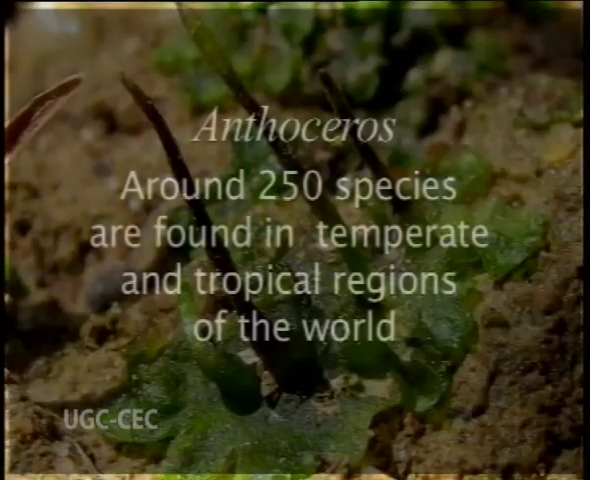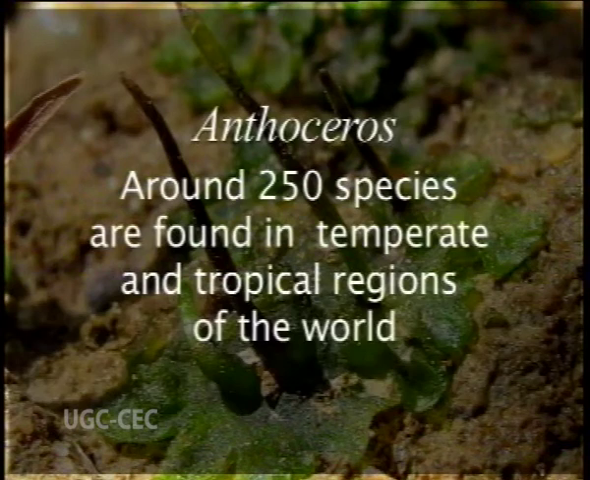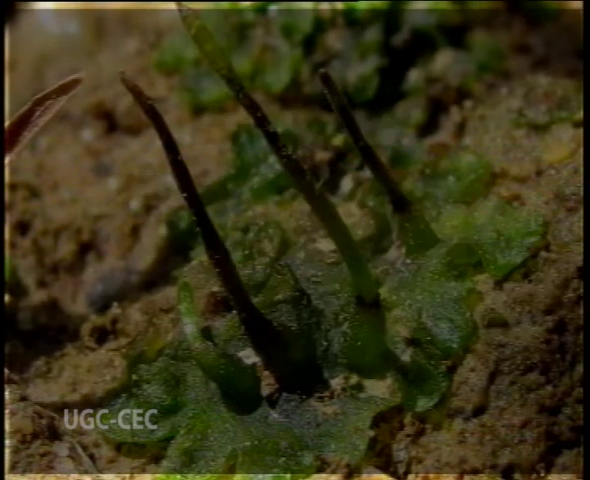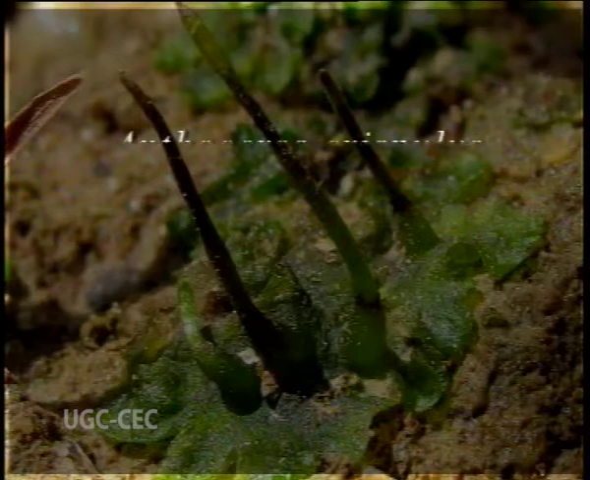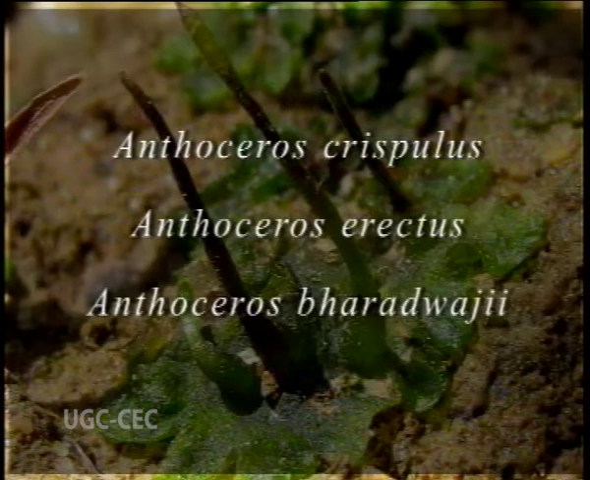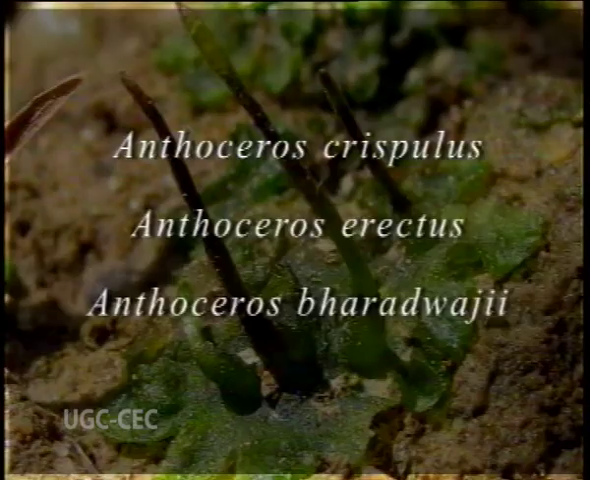Anthoceros is global in its distribution, with about 250 species in temperate as well as tropical regions of the world. Over 25 species of this genus have been recorded from India. Among Indian species, Anthoceros crispulus, Anthoceros erectus, and Anthoceros bhardwajai are commonly found in all the major biogeographical regions of the country, which include Eastern Himalaya, Western Himalaya, and South India.